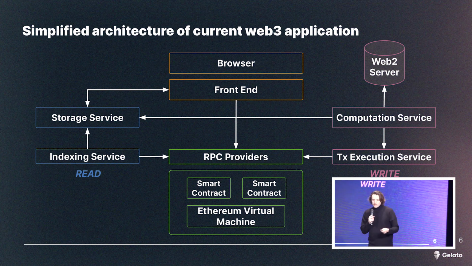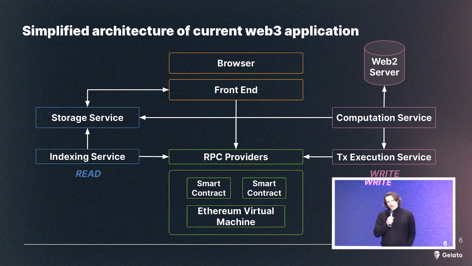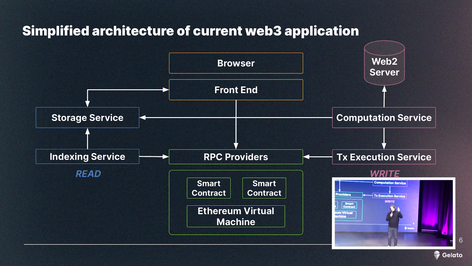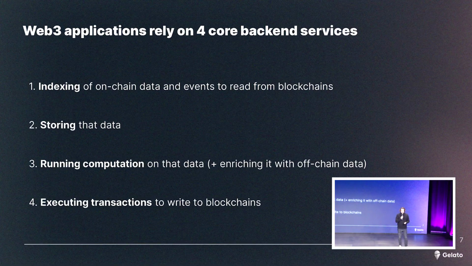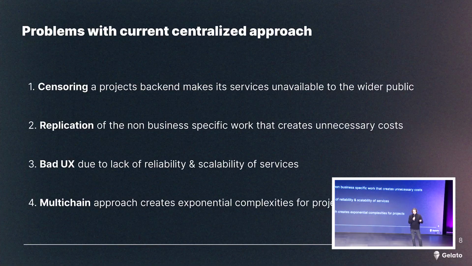And really, if you look at most applications, from decentralized market making applications to Web3 games, they usually, at least on a high level, follow that sort of structure. That's why we can say that Web3 applications rely on these 4 key backend services, which is one, indexing on-chain data and events, storing that data somewhere, running computation on that data, maybe also enriching the data with off-chain data, and then executing transactions based on it. They're the 4 services that every Web3 project needs, or most.